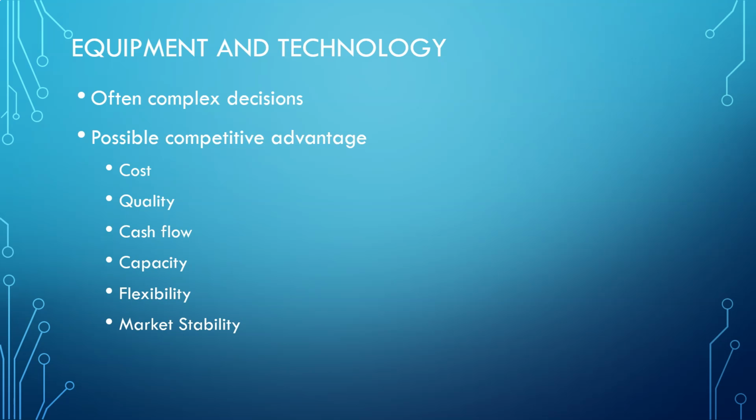And when you do that, you need to look at the cost, you need to look at the quality, you need to look at capacity, how much would it produce per hour. So all these are factors that you need to study before you take any decision about this kind of technology or the equipment that you need in a factory.